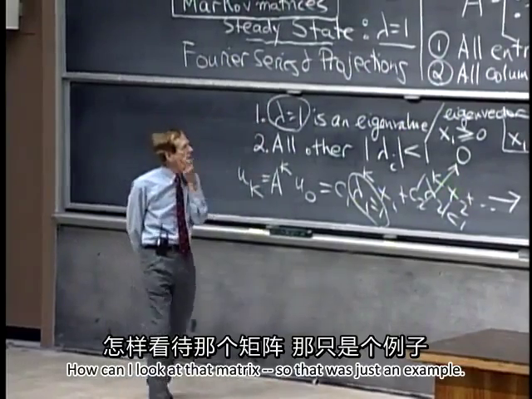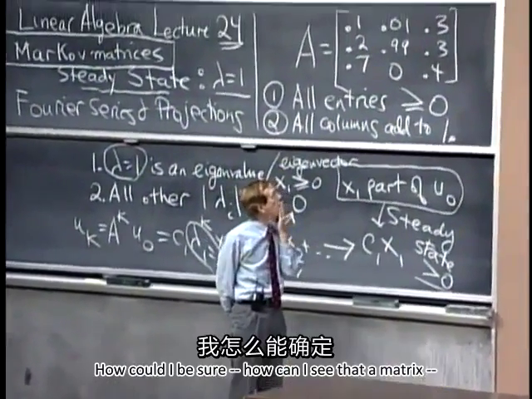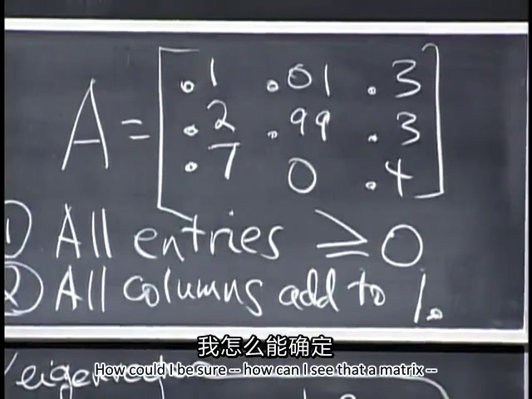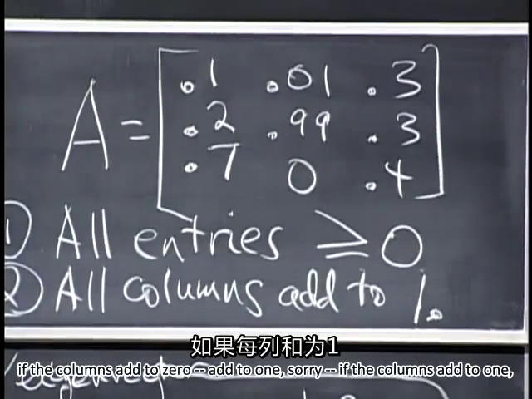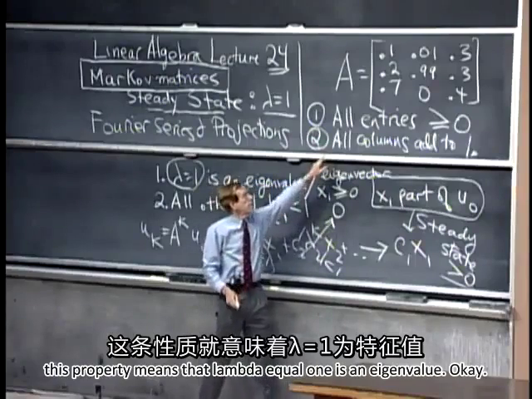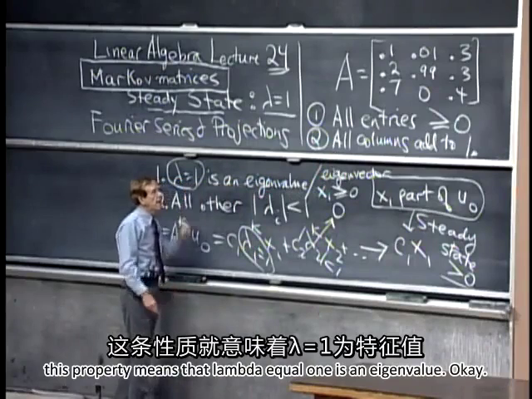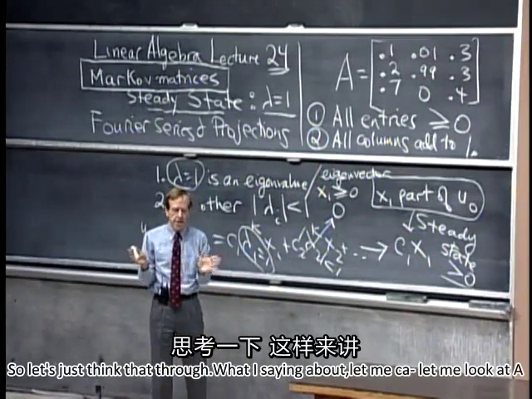How can I look at that matrix? So that was just an example. How could I be sure? How can I see that for a matrix, if the columns add to 1, this property means that lambda equal 1 is an eigenvalue? Okay, so let's just think that through.